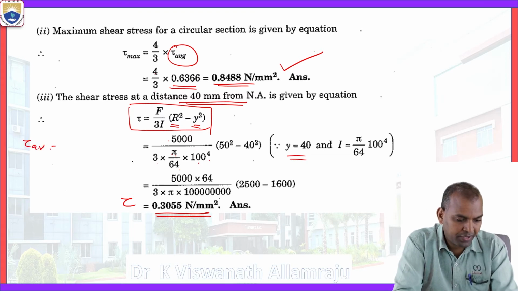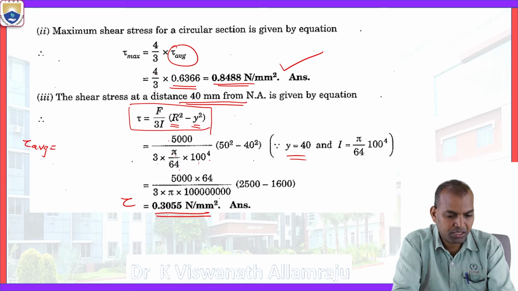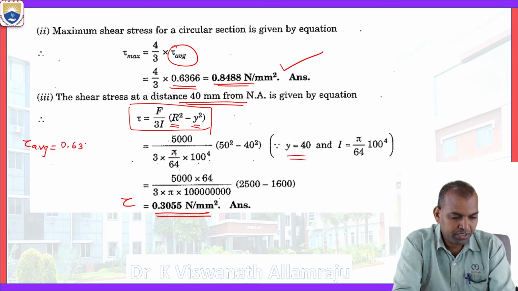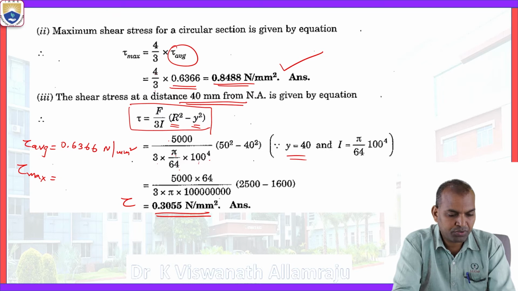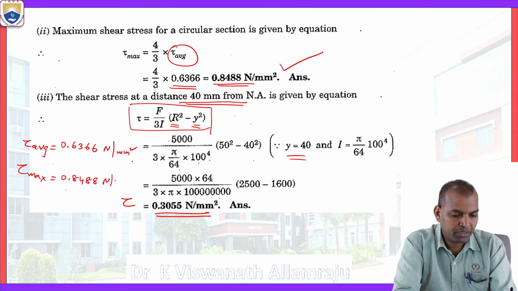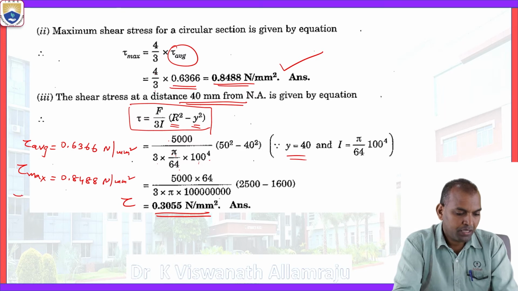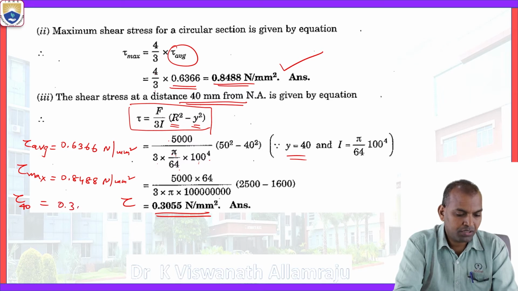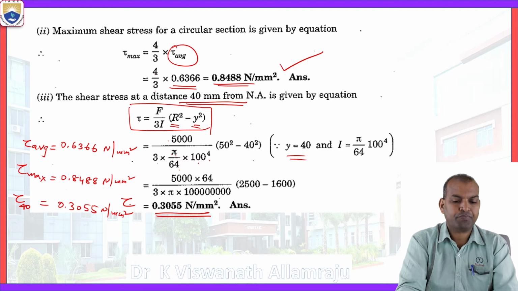Let us summarize. Tau average shear stress equals 0.6366 Newton per square millimeter. Tau maximum, the maximum shear stress, is 0.8488 Newton per square millimeter. The shear stress at a distance y of 40 millimeters is 0.3055 Newton per square millimeter.